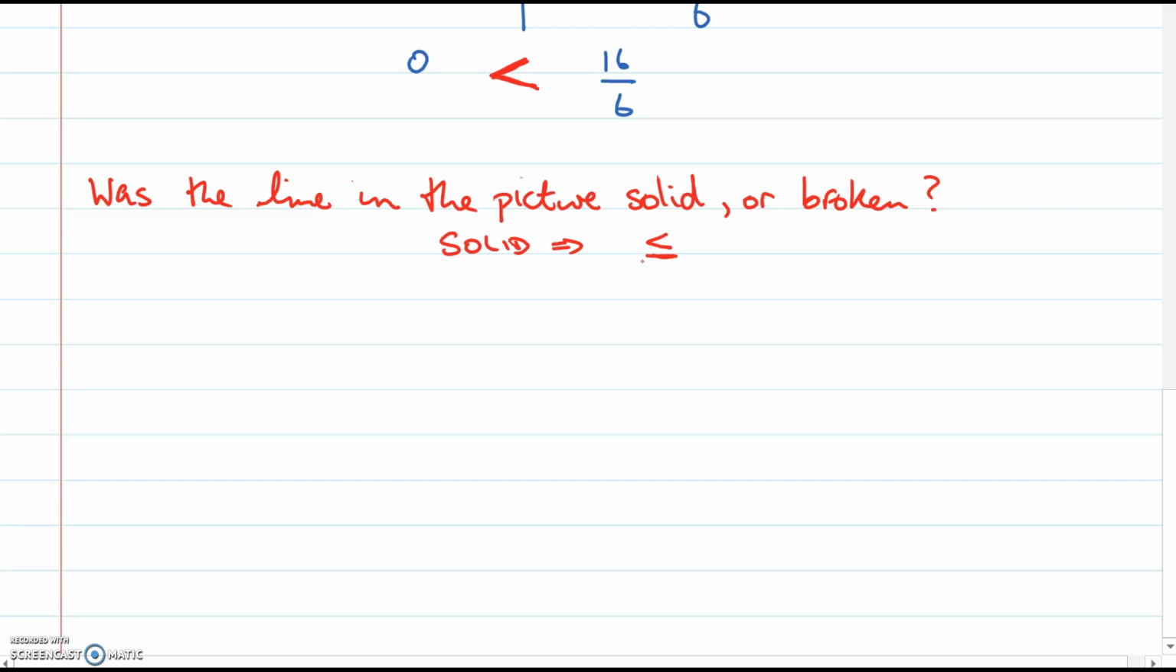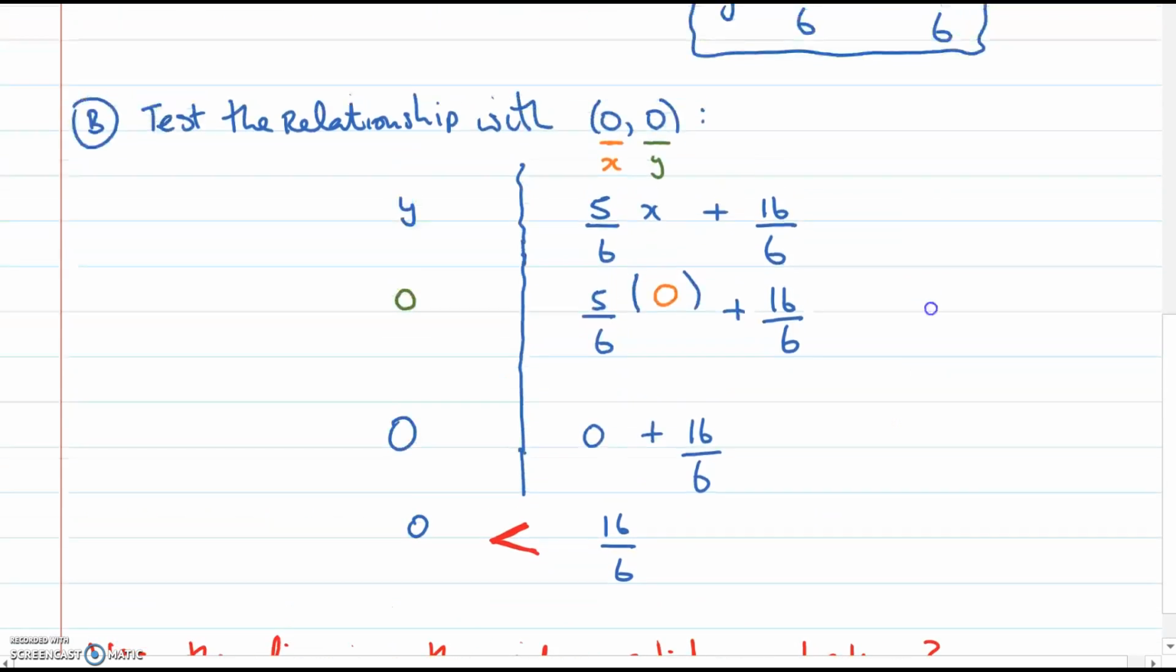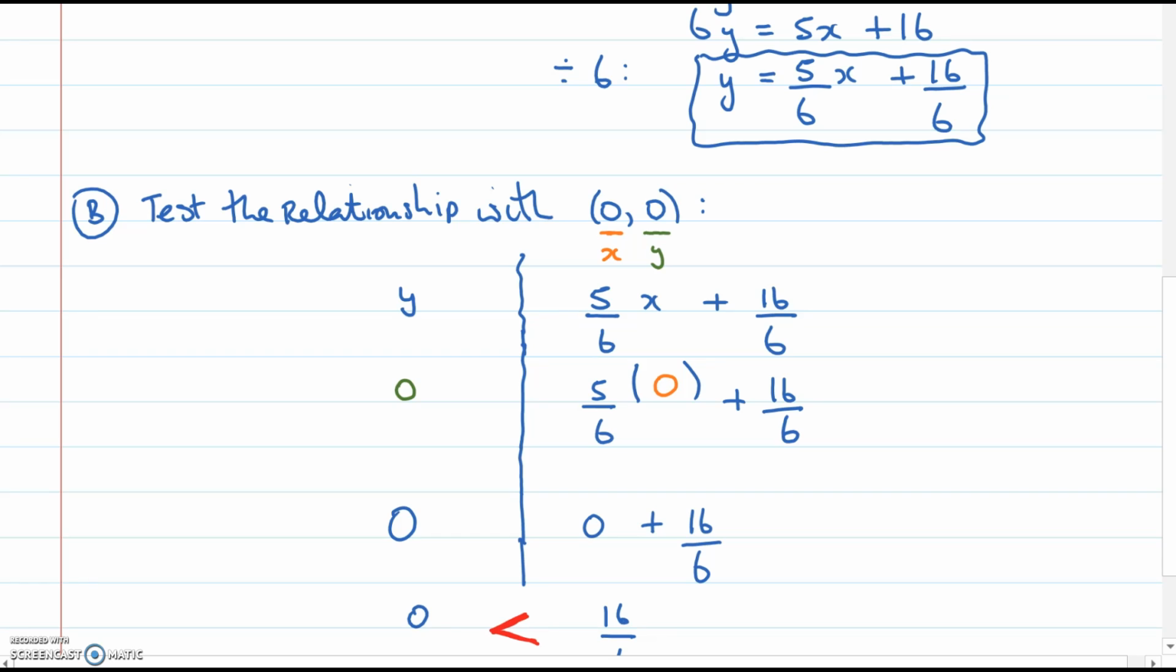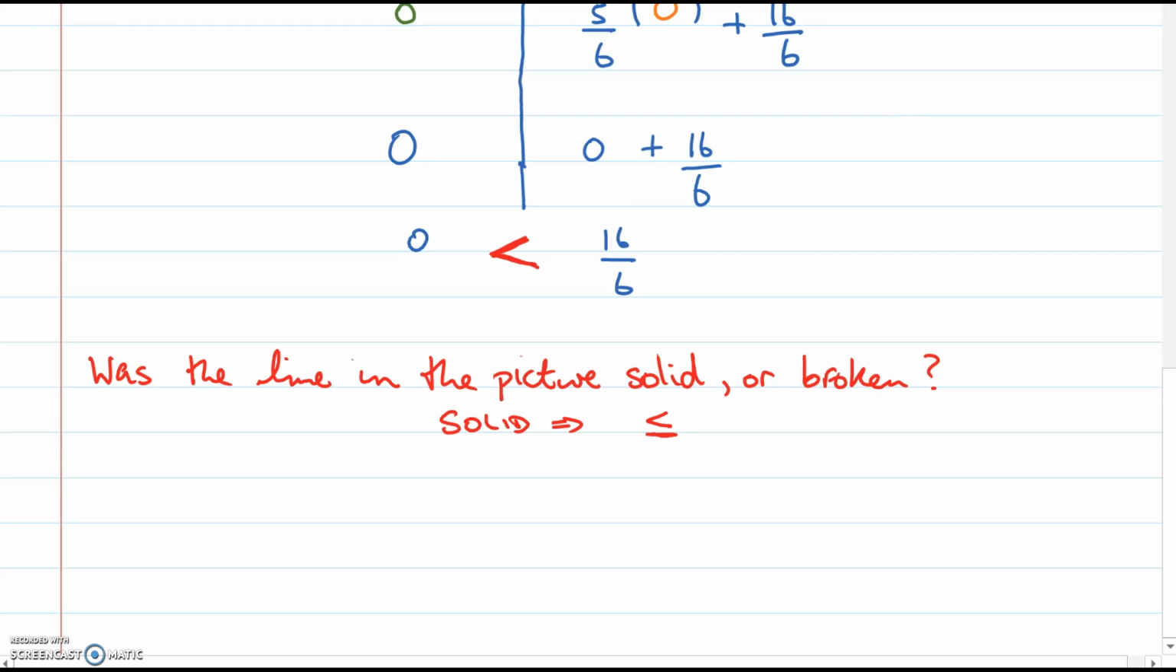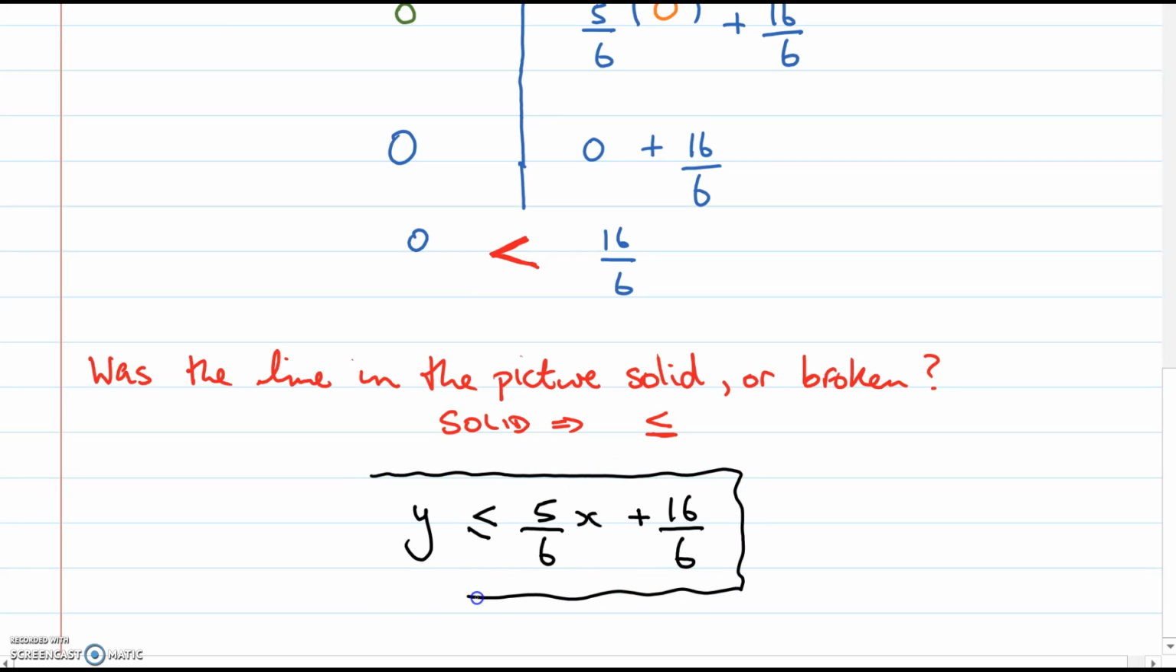So how does this play out? Well, we're nearly finished now. What we do is we go back to this equation, y equals 5 over 6x plus 16 over 6, and we replace the equal sign with less than or equal to. So it becomes y is less than or equal to 5 over 6x plus 16 over 6. Okay. And that is the inequality that was represented by the graph.